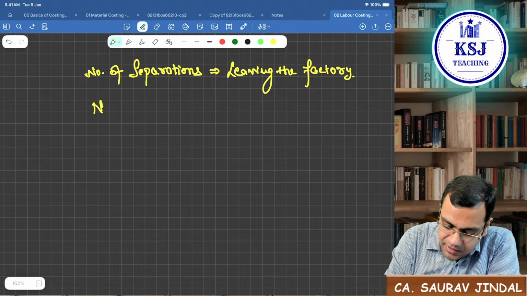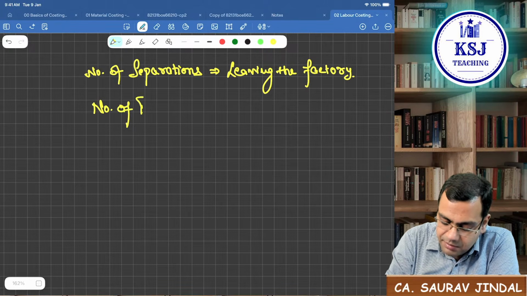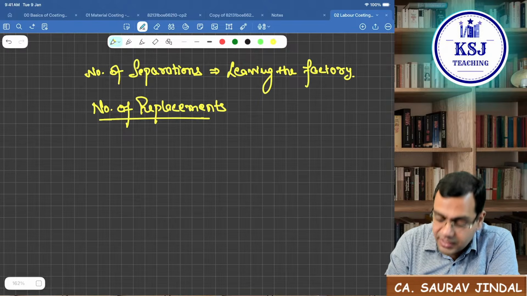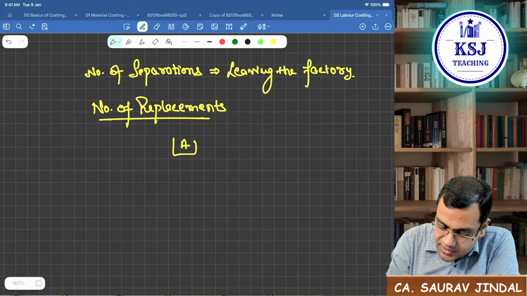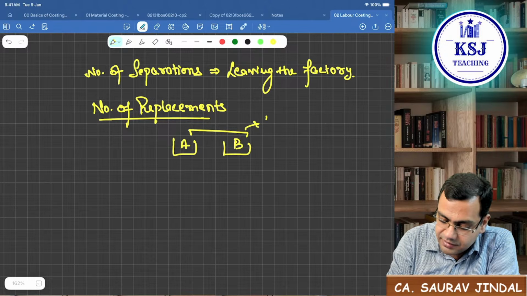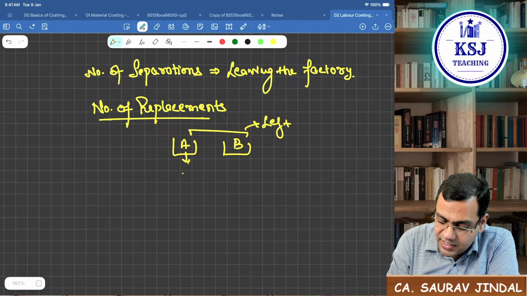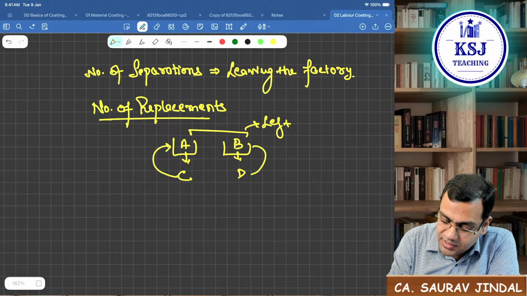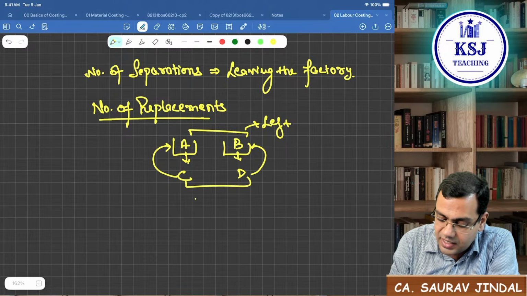Then the second term that we have is number of replacements. What is the number of replacements? There is a worker A, there is a worker B, right? Both of them left the company. Now in place of A, in the chair of A, we have placed C. In the chair of B, we have placed D, right? So C has replaced A, D has replaced B. So C and D are called replacements.